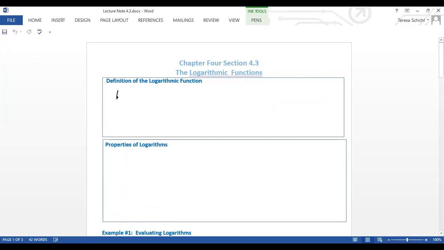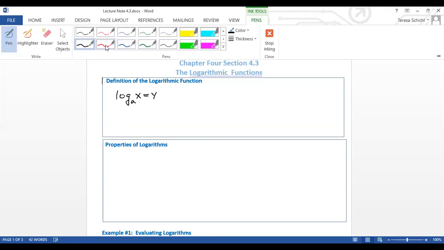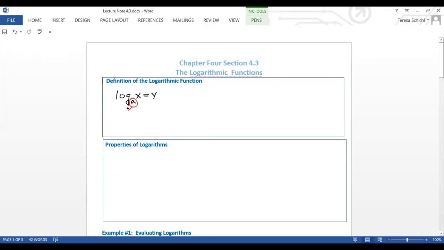We use this notation: log base a of x equals y. So what is this a here? This is the a. We call this the base of the log function. I cannot have a negative base here, so the a has to be positive, and a cannot be equal to 1.